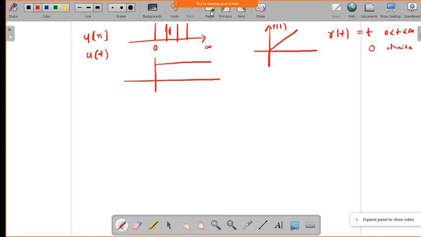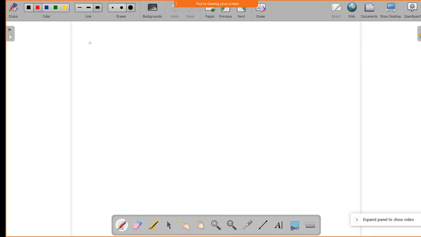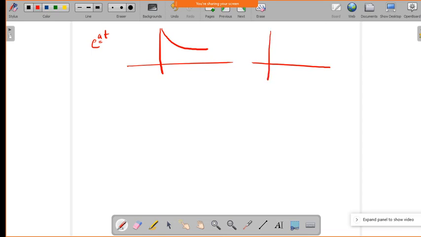So now after that, we have discussed the exponential signals, that is e power a t. So a defines the exponential, whether it is a decaying or growing exponential. Okay. So you can express the exponential signal which is a decaying signal, and similarly you will have an exponential signal which is a growing signal. Okay.